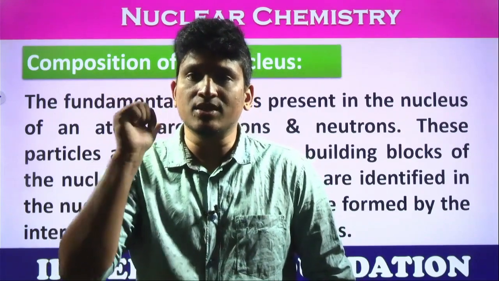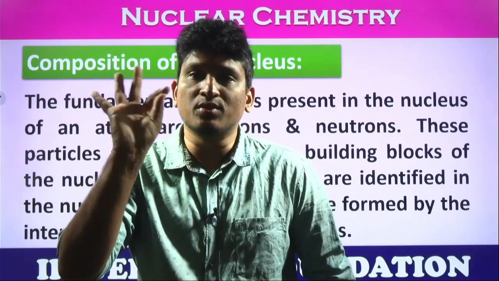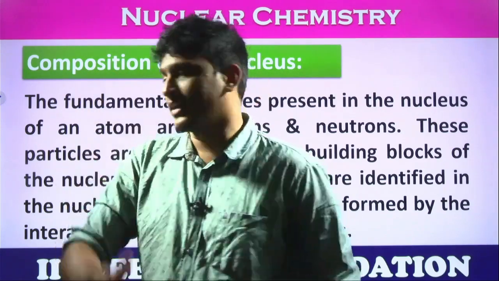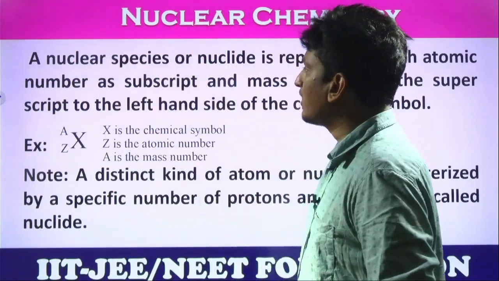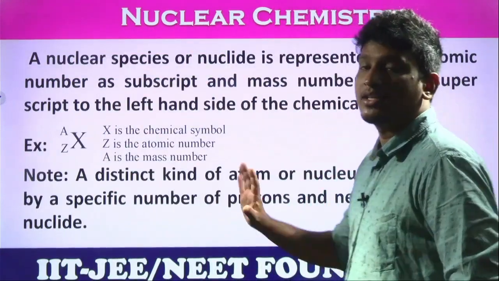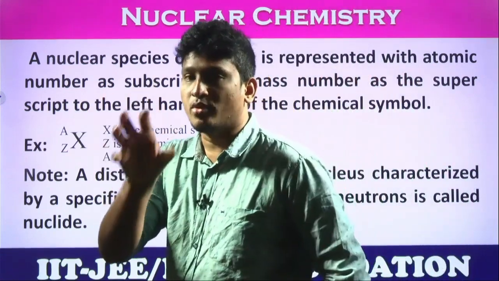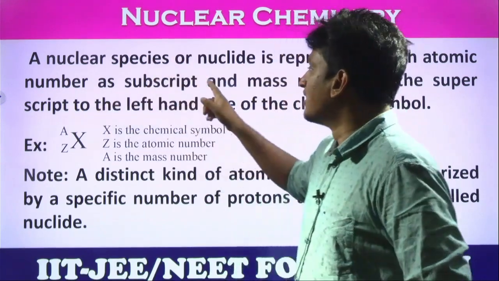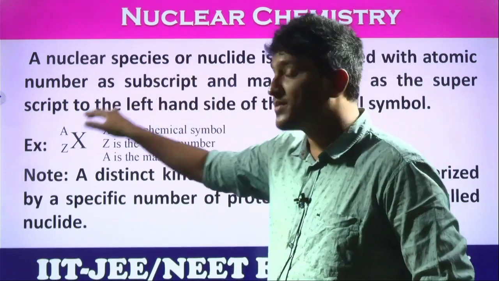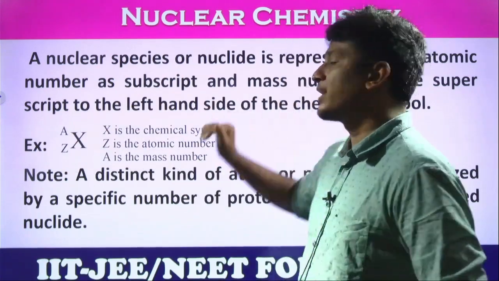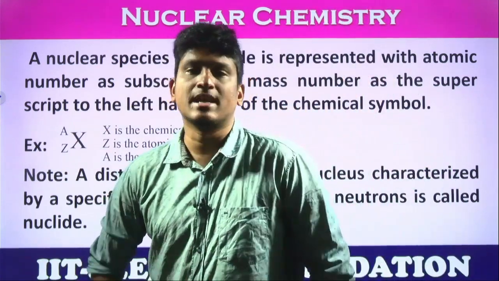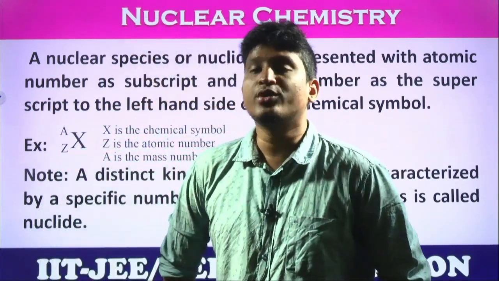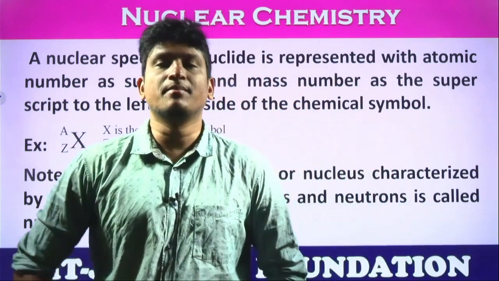This chapter is a discussion about protons and neutrons together, which are called nucleons, right? A nuclear species, or nuclide, with protons and neutrons, is represented with the atomic number as subscript and the mass number as superscript to the left side of the chemical symbol, students. Atomic number, mass number. Let us define these two first of all. Atomic number means the number of protons present in an atom, indicated by Z.